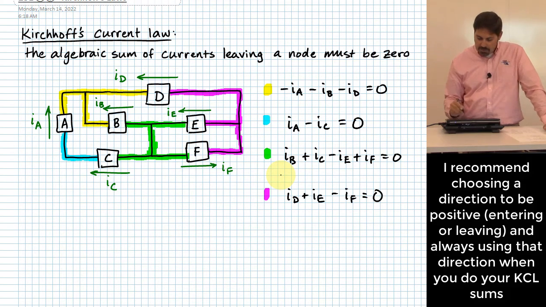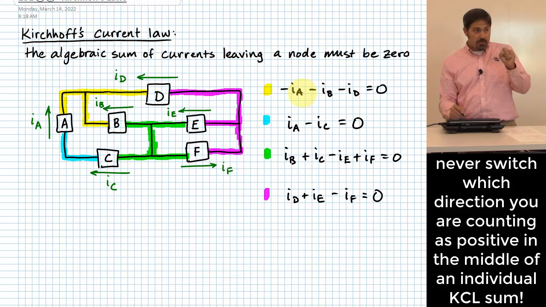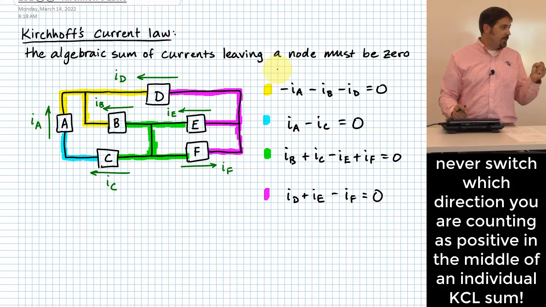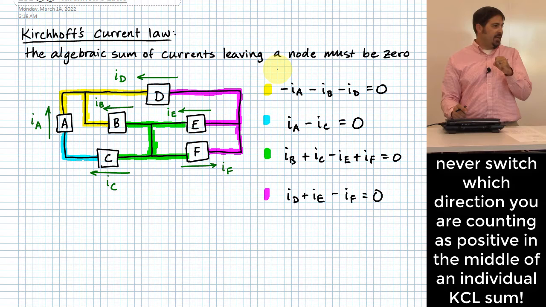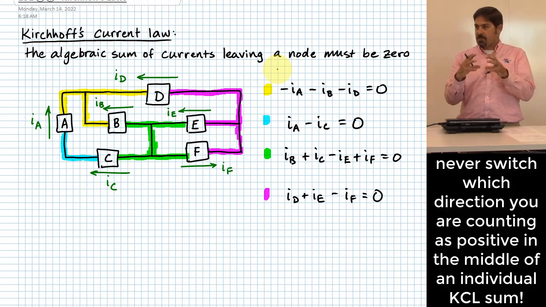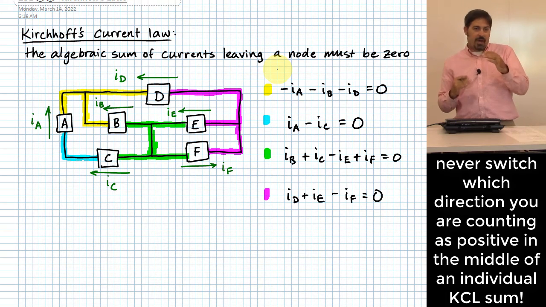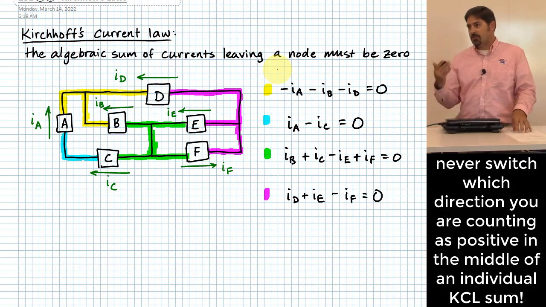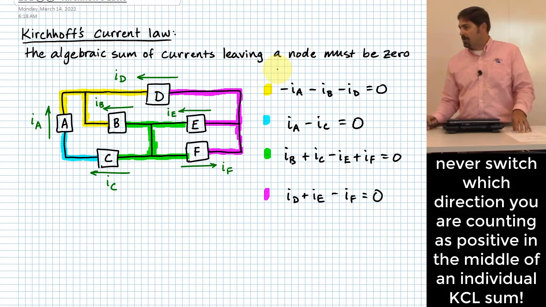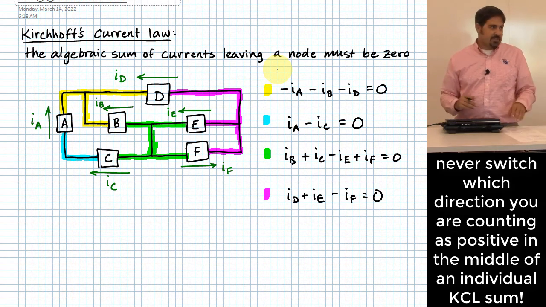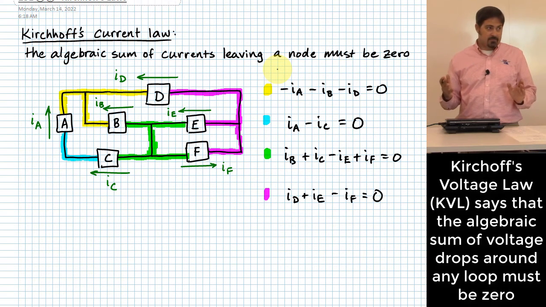Now within a node, let's say I chose the yellow node, I don't want to switch halfway through that node. I don't want to do entering as positive at the beginning and then leaving as positive toward the end. Within a node, you do have to remain consistent. But node to node to node, if I go to a different node, I could switch which one I chose to be positive if there was a good reason why I wanted to. So that's one of those key points, and I think that's about all I need to say about Kirchhoff's current law. Questions on that one yet?